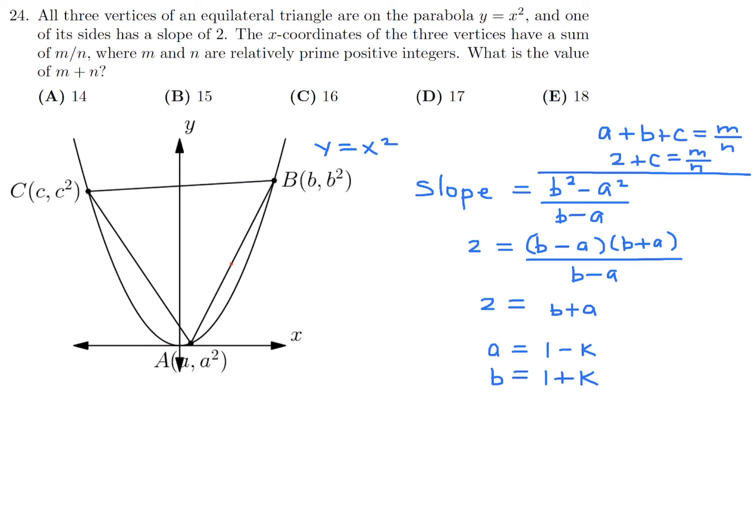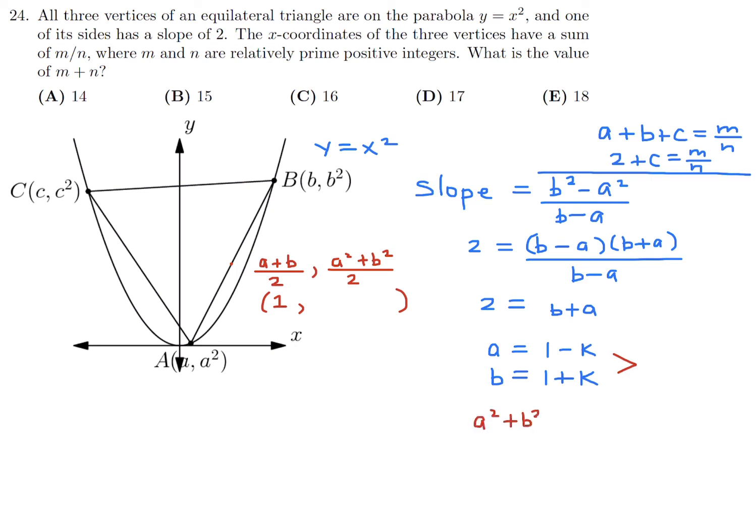Now that midpoint you can figure out with the midpoint formula: (a plus b) over 2, and then (a squared plus b squared) over 2. Well, a plus b we just figured out was 2. So a plus b is 2, divided by 2 is 1, so that's 1. And this one here is not as obvious, so I'll just leave it as a squared plus b squared. But I don't like the fact that there's 2 variables, so I'm going to use these 2 to figure out a squared plus b squared.